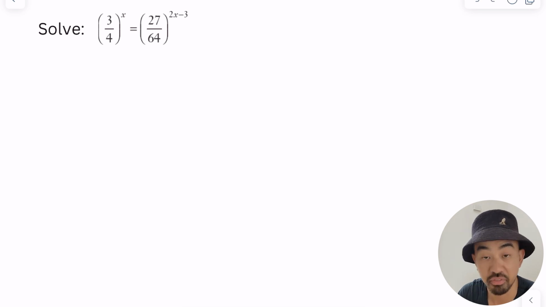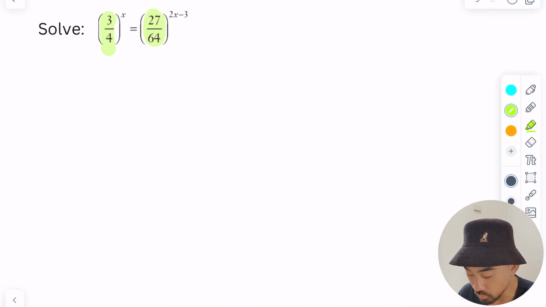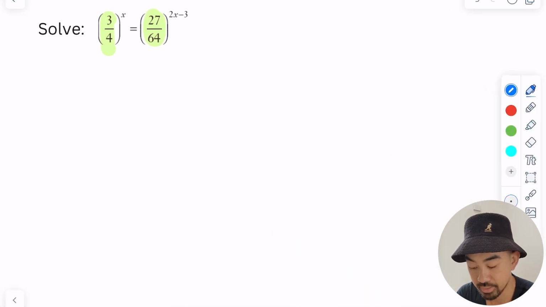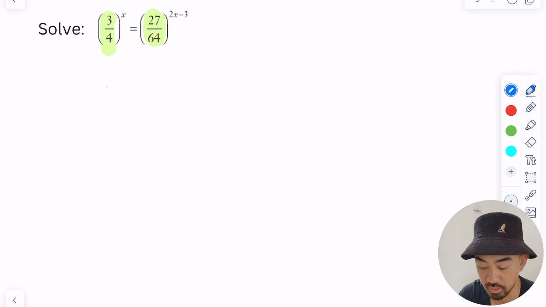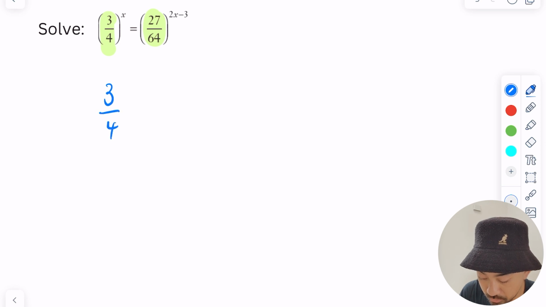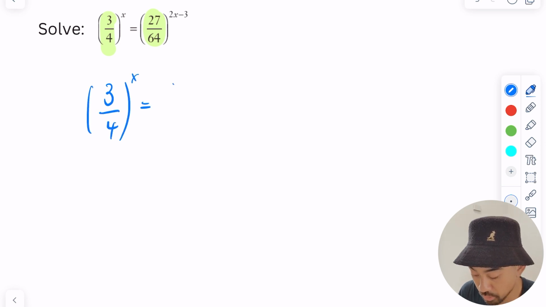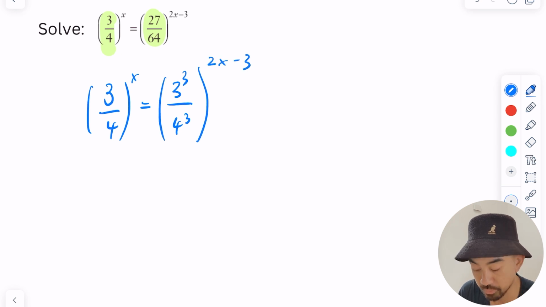Okay, so this one looks significantly harder, but let's have a go. So 3 over 4 to the power of x equals 27 over 64 to the power of 2x minus 3. Okay, so this time we have a fraction, 3 over 4, but that's no different. It's still our base. Now we've got 27 and 64. Well, I know that 3 cubed is 27 and 4 cubed is 64, so I can work with something there. Let's rewrite this first. 3 cubed over 4 cubed, all to the power of 2x minus 3.